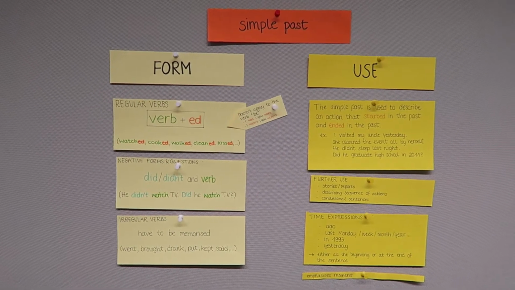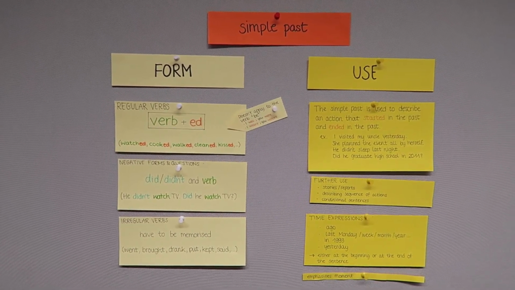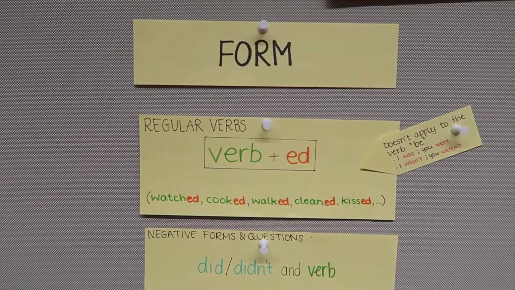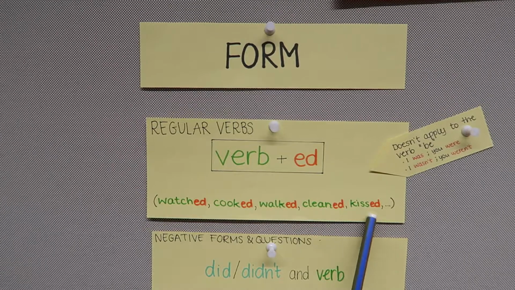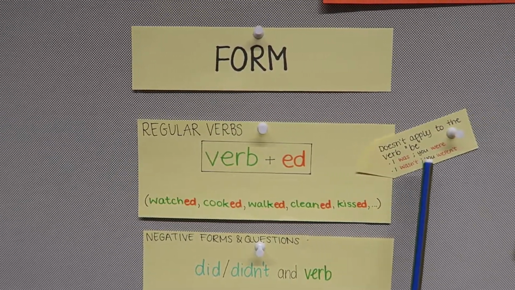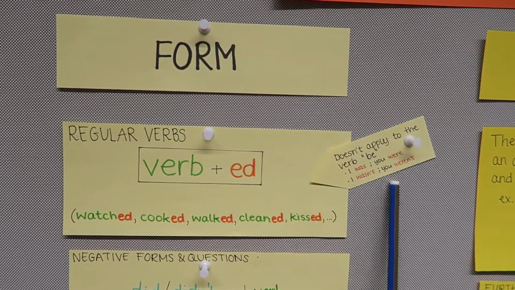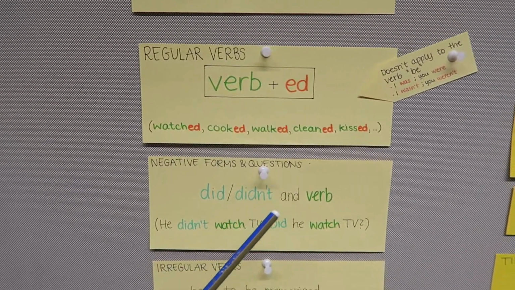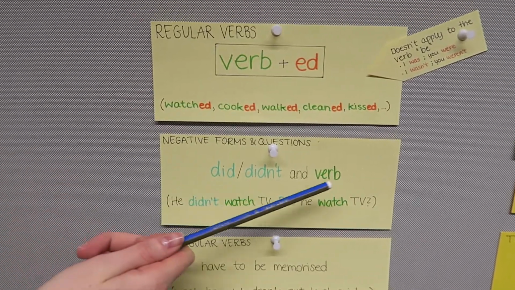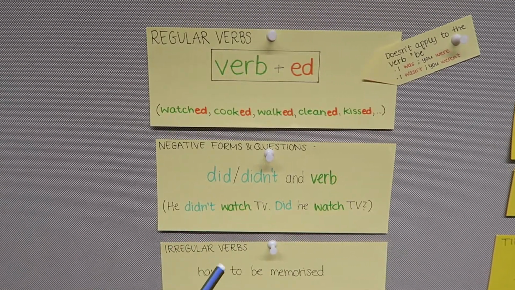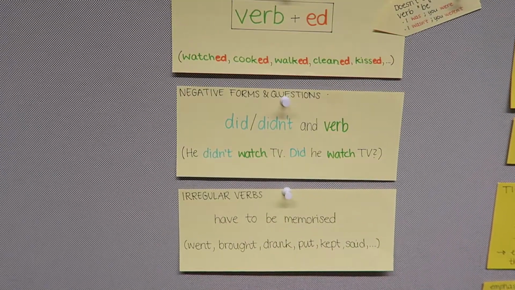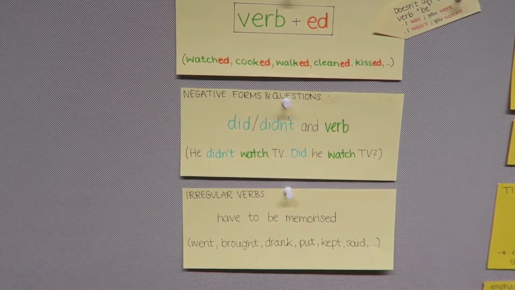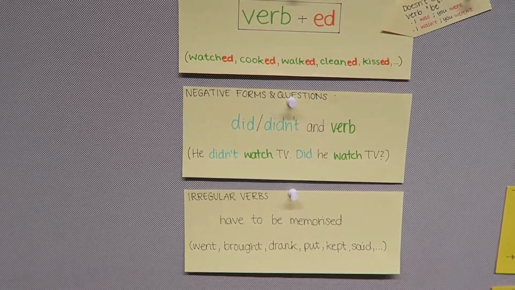Now we are going to talk about the simple past. The form of the simple past is the infinitive of the verb plus the ending ed for regular verbs. For example, watched, cooked, walked, cleaned, and kissed. This doesn't apply to the verb be. You say I was, you were, I wasn't, you weren't. The negative forms and the question forms is did and didn't plus the verb. He didn't watch TV, did he watch TV? When it comes to irregular verbs, you have to memorize them. For example, went, brought, drank, put, kept, and said.